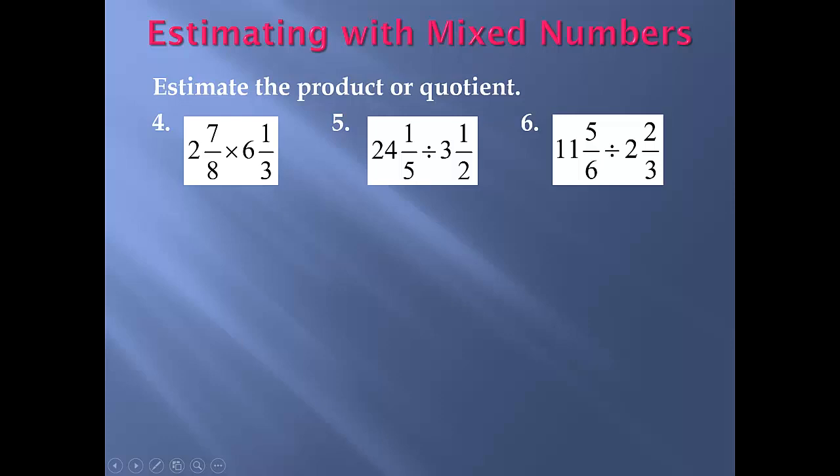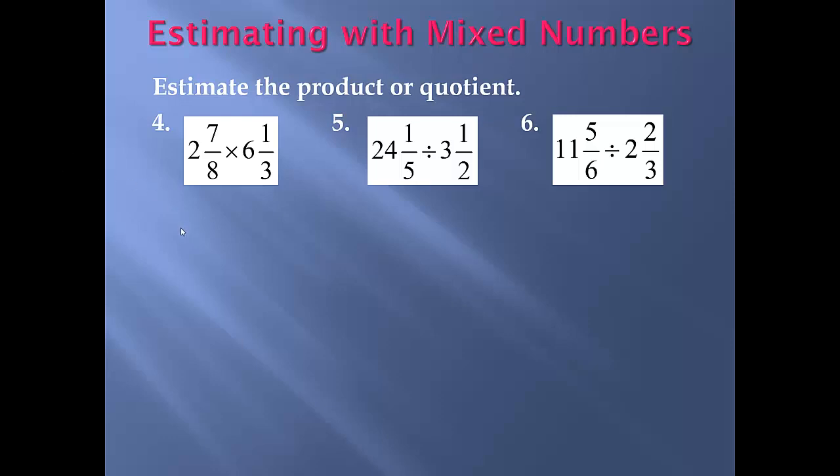Now we're going to estimate with mixed numbers. So we're going to estimate the product or quotient. When we estimate with mixed numbers, we're going to round to the nearest whole number. So our fraction is going to tell us whether we keep the whole number in front the same, or if we go up to the next whole number. If our fraction is less than 1/2, then we keep the whole number in front. If our fraction is 1/2 or larger, then we go up to the next whole number.